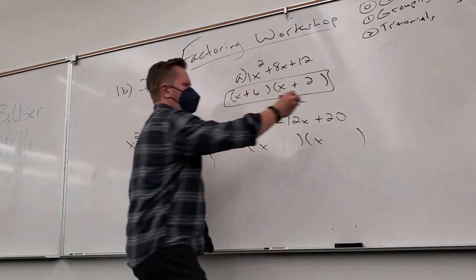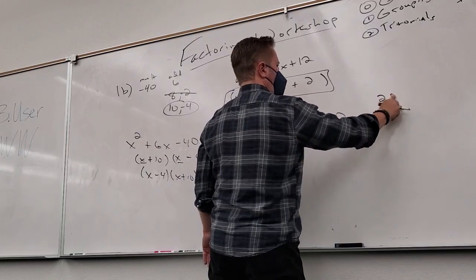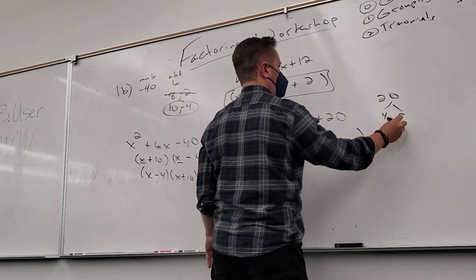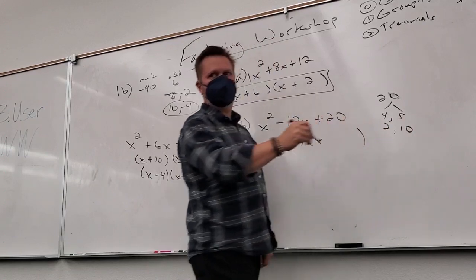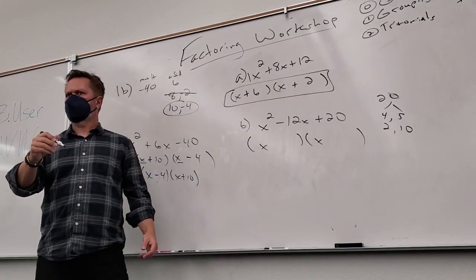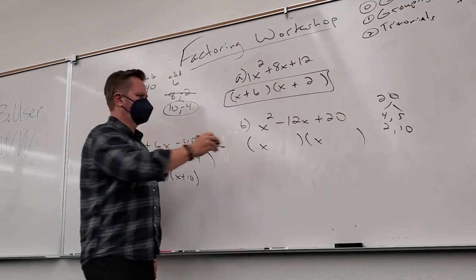And again, you could either make a list of things that multiply to be 20, right? 4 and 5, 2 and 10. Right? So what are you going to put inside?